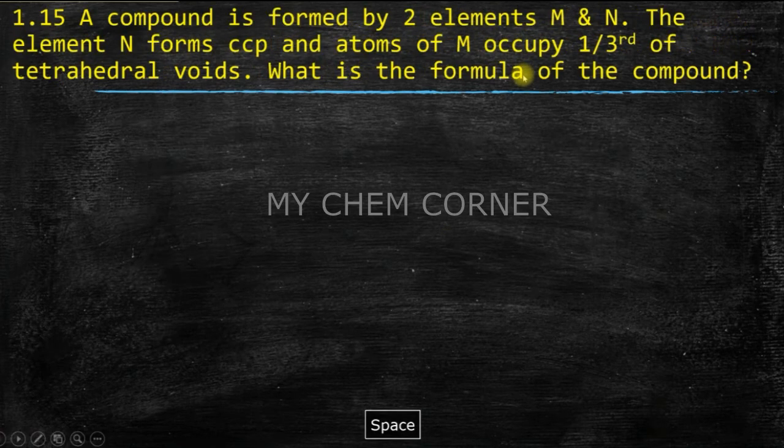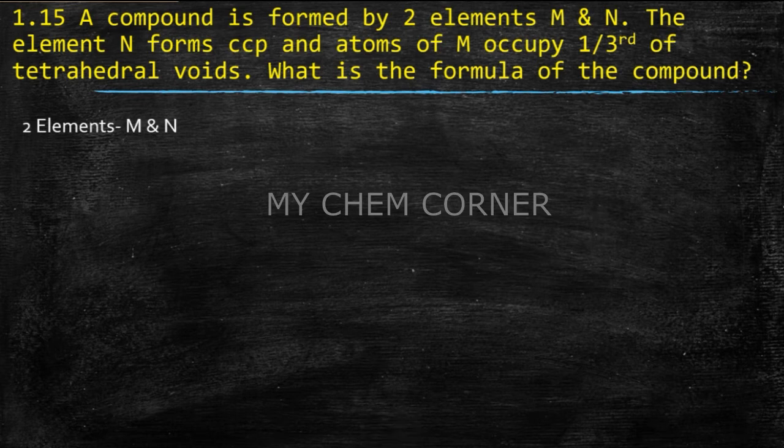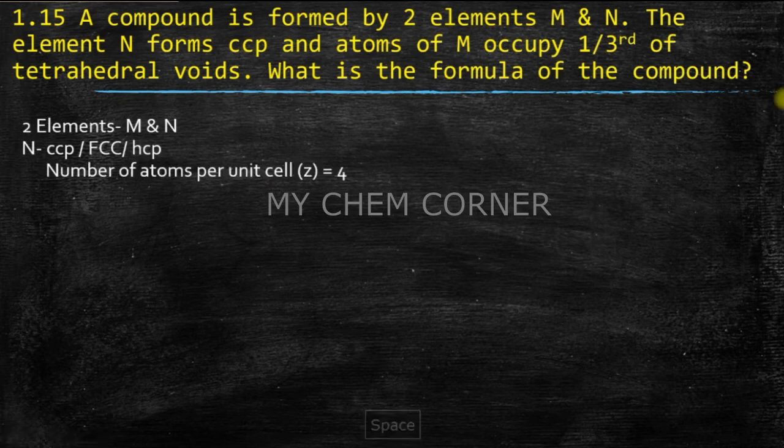Alright. Now the next question is, a compound is formed by two elements M and N. The element N forms CCP and atoms of M occupy 1/3 of the tetrahedral voids. What is the formula of the compound? So first thing, let's get some information from the question. We have two elements M and N. Of that, N will occupy the CCP. CCP can also be FCC or HCP. So when you have that, we already know that the Z value, or number of atoms per unit cell, is nothing but 4. So that is done with N. But what about M? M is occupying 1/3 of the tetrahedral voids.